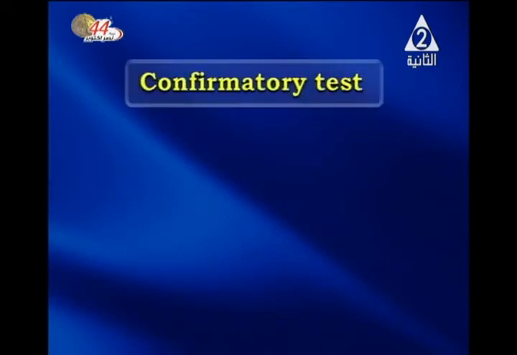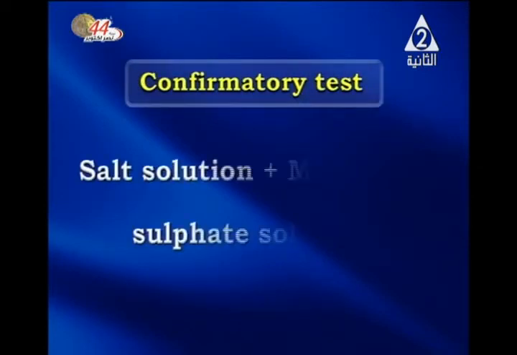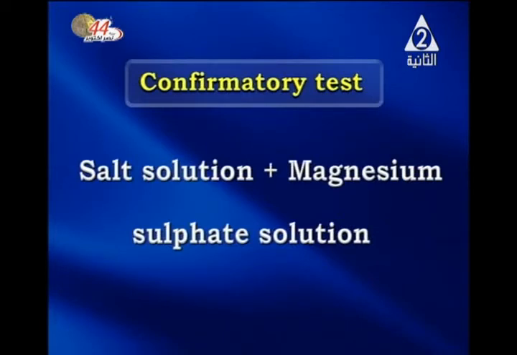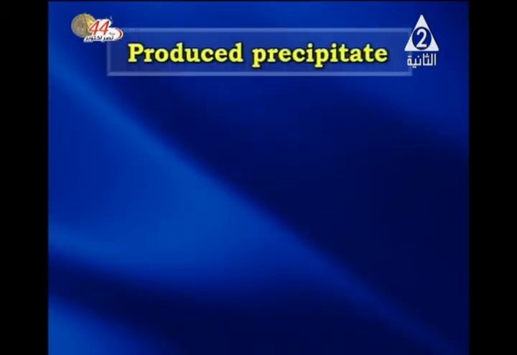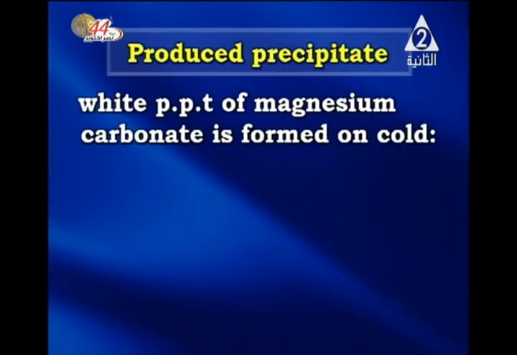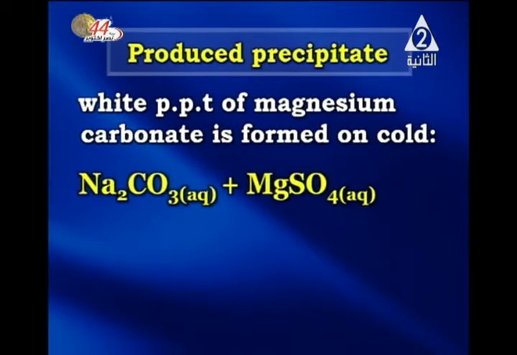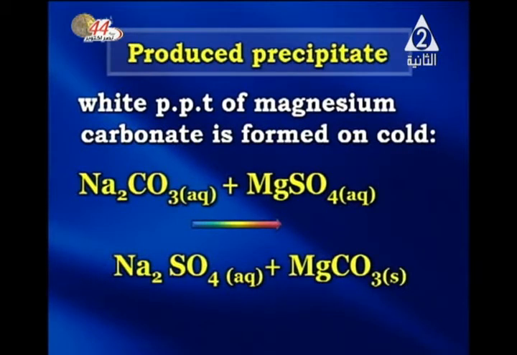Now we are going to discuss the confirmatory test. Here, the salt solution plus magnesium sulfate solution produces a white precipitate of magnesium carbonate that forms in cold. As the equation proceeds on the screen, sodium carbonate Na2CO3 reacts with magnesium sulfate, giving sodium sulfate Na2SO4, and magnesium carbonate is precipitated, which is a white precipitate, as the following animation shows.